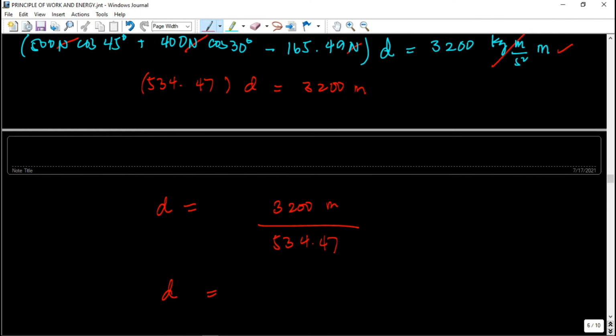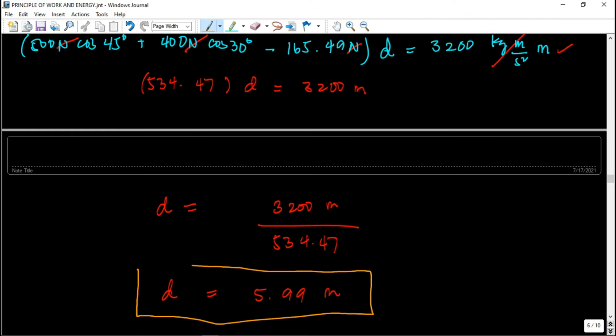So, the distance traveled in order to attain a velocity of 8 meters per second is 3,200 divided by 534.47. Okay, so three significant figures tayo, guys. We have here 5.99, approximately 6 meters. So we have this final answer for this first problem. So that's how you apply, guys, if your forces are at certain angles. Okay, so that's the principle of work and energy.